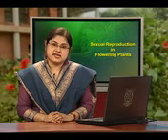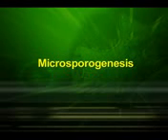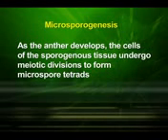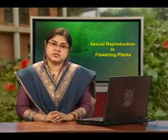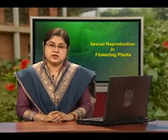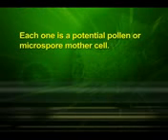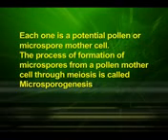Now, let us understand the process of microsporogenesis. As the anther develops, the cells of the sporogenous tissue undergo meiotic divisions to form microspore tetrads. Each cell of the sporogenous tissue is capable of giving rise to a microspore tetrad. Each one is a potential pollen or microspore mother cell. The process of formation of microspores from a pollen mother cell through meiosis is called microsporogenesis.